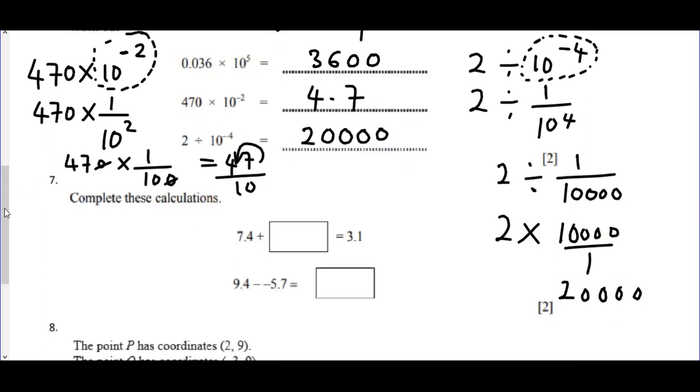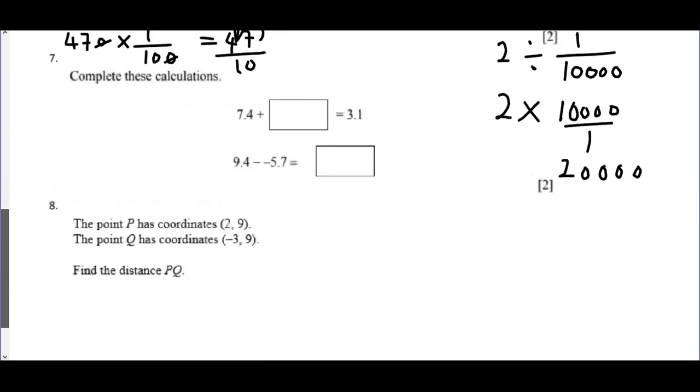We have the next question here, which says: 7.4 plus which number equals 3.1? So what you definitely do here is just take 7.4, put it on this side, and therefore you're gonna have 3.1 minus 7.4.